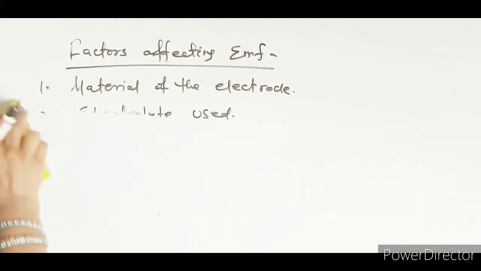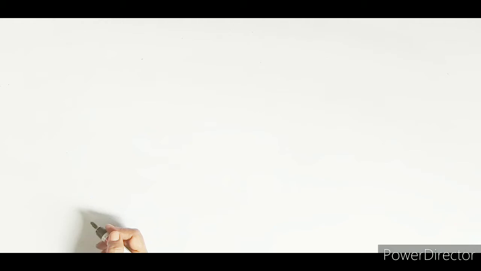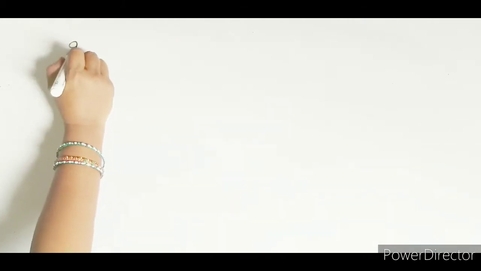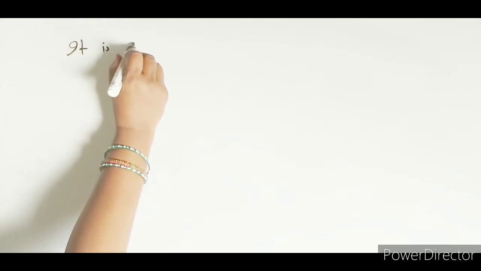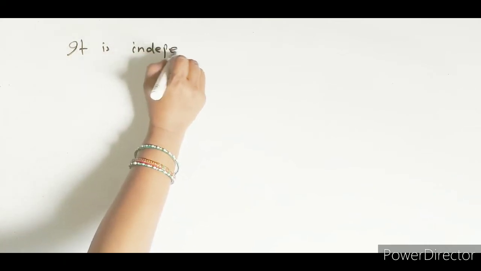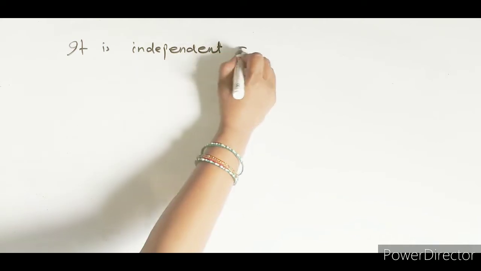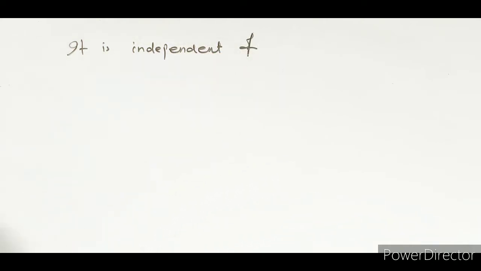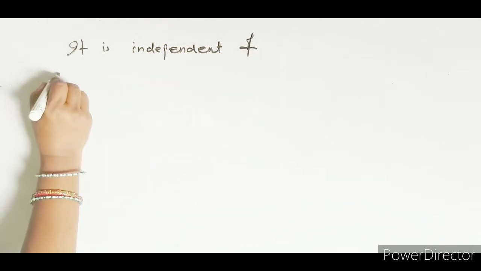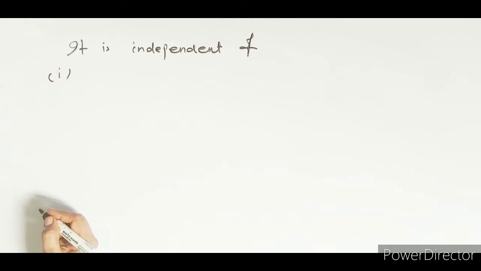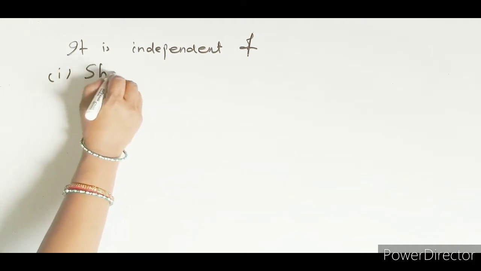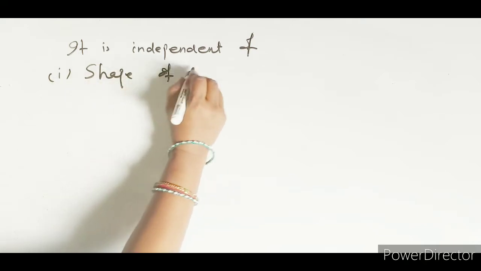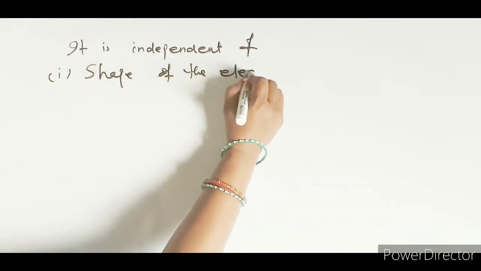Now let us see another one. Let us write: it is independent of. Independent of means it does not depend on. So the first one: the shape of the electrode. It does not depend on the shape of the electrode.